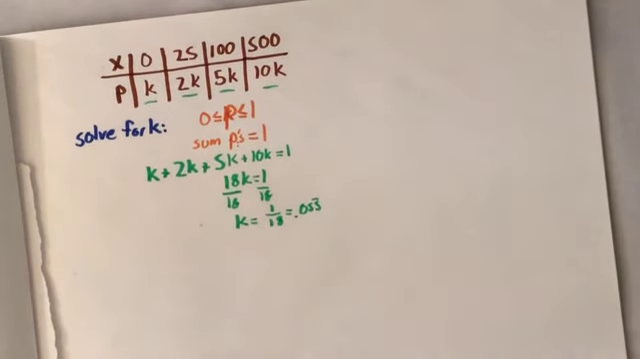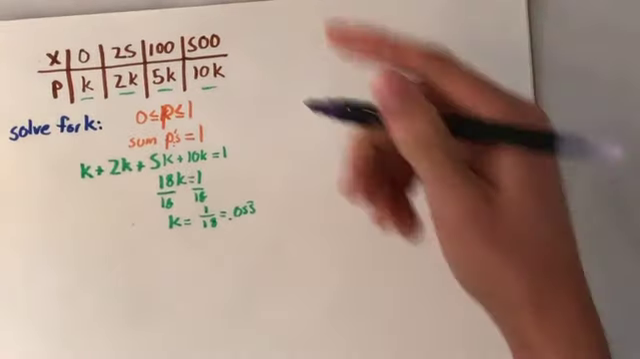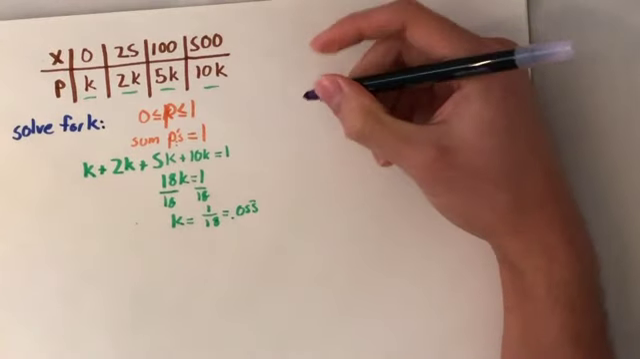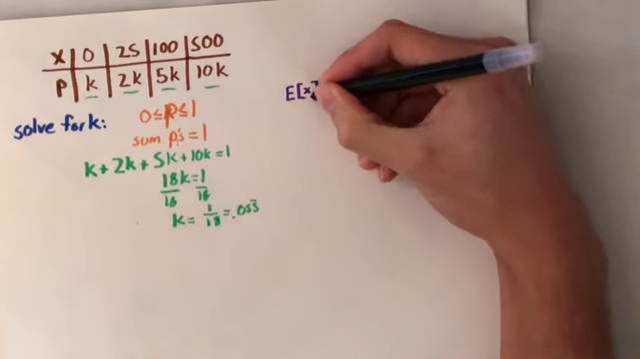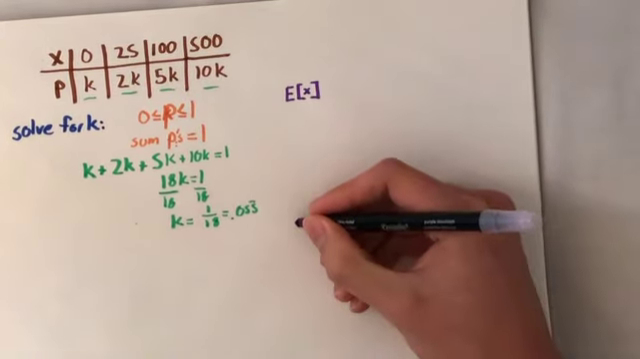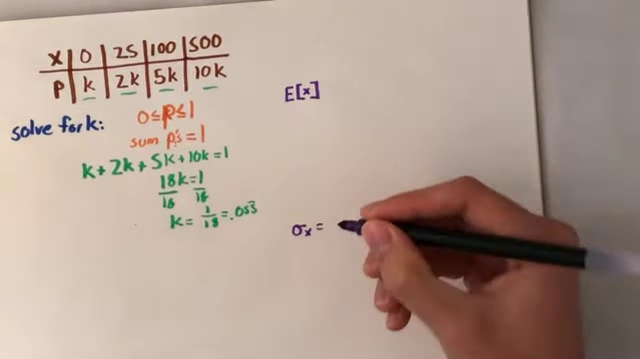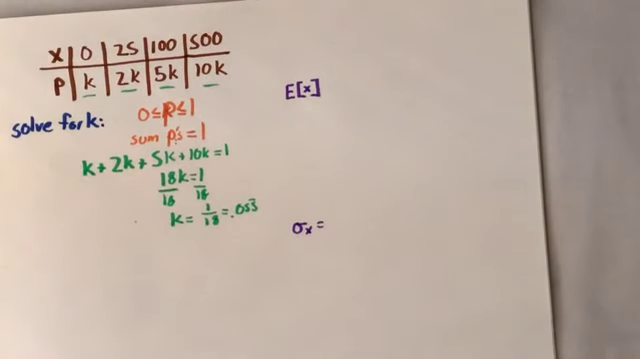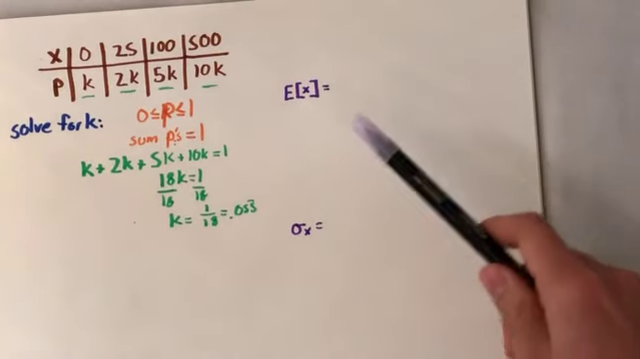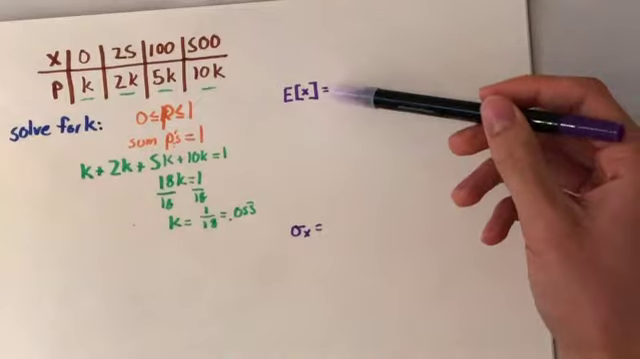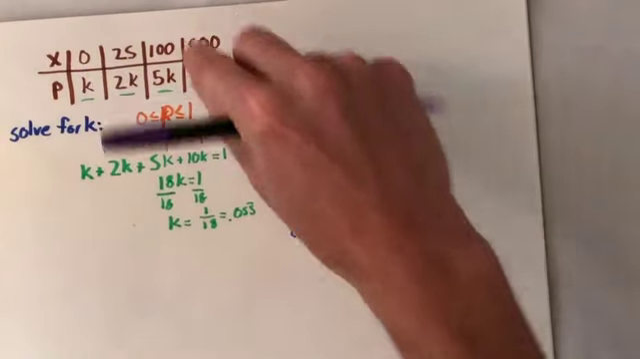Part B wants us to find the expected value and the standard deviation of x. So E of x is our expected value, and our standard deviation is this little sigma. It's called sigma, which stands for S in the Greek alphabet. From 6.1 we remember that to find expected value, we multiply our pairs together and then add them all up.